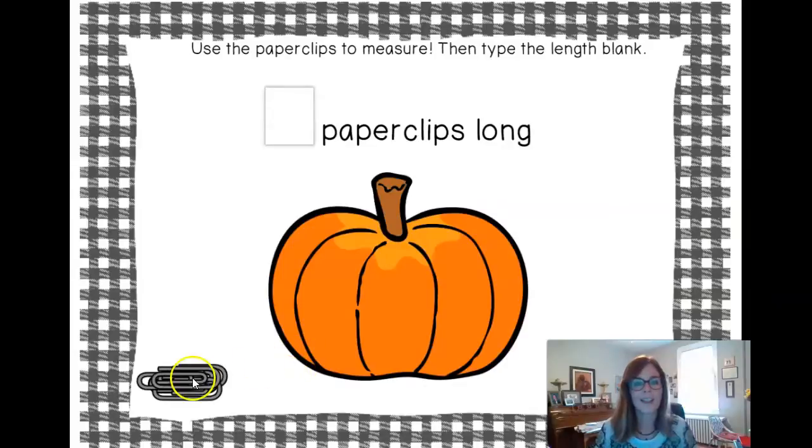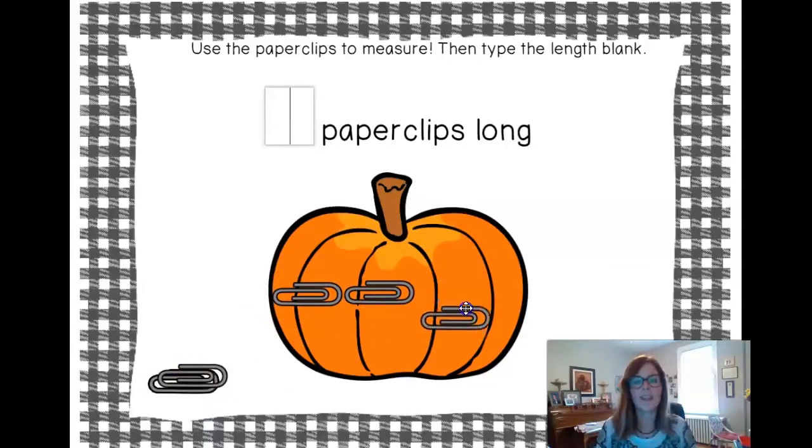Let's measure the length of the pumpkin. I'm going to start at the widest part of the pumpkin with my paper clip. I'm going to start at the very beginning, and notice I'm putting them end to end without overlapping or leaving a gap.